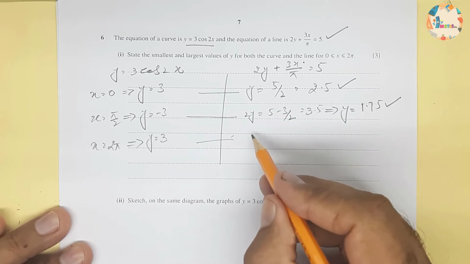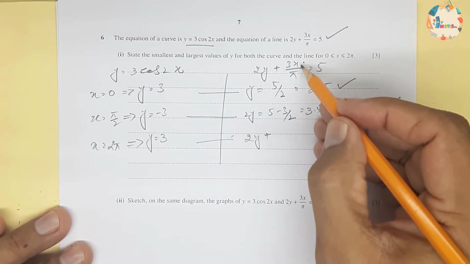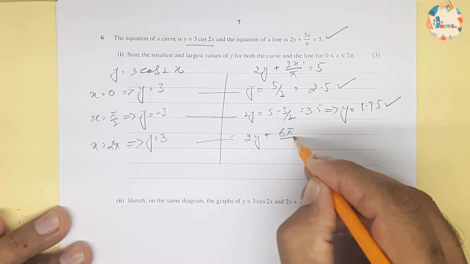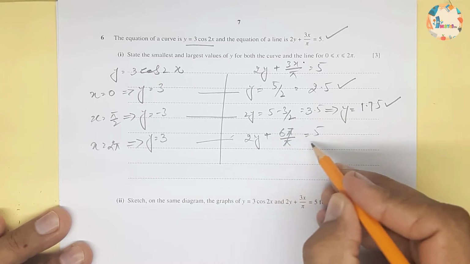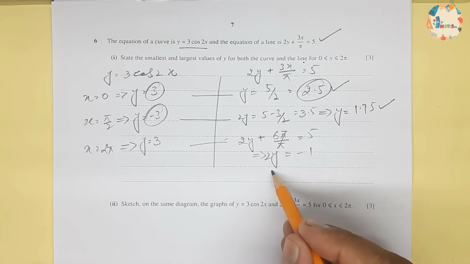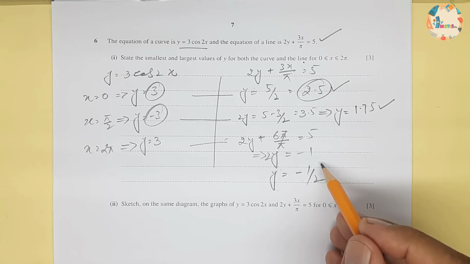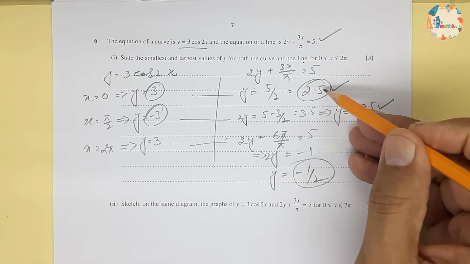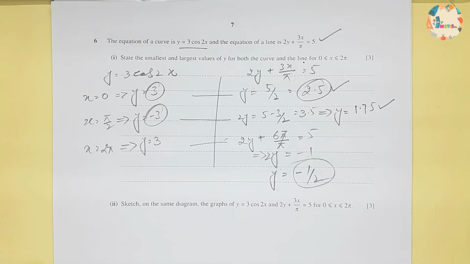And if we take x is equal to 2 pi, we will get 2y plus 6 pi over pi, so pi will be cancelled, 6 is equal to 5, so this implies 2y is equal to minus 1, so y is equal to minus 1 by 2. Basically the minimum and maximum values of the line will be minus 1 by 2 and 2.5, and for the curve, 3 and minus 3. These will be the values.